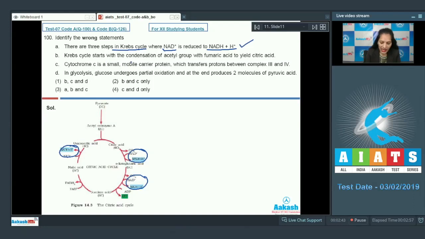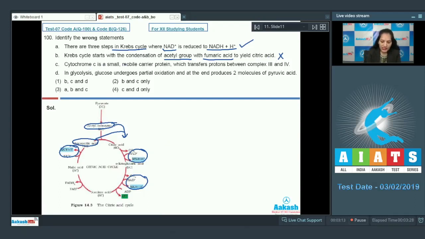B. Krebs cycle starts with the condensation of acetyl group with fumaric acid. No, you can see here this condensation of acetyl group with oxaloacetic acid leads to the production of citric acid. There will be no condensation of acetyl group with the fumaric acid. It will be condensation of acetyl group with the OAA to yield the citric acid. Hence, this statement is incorrect.